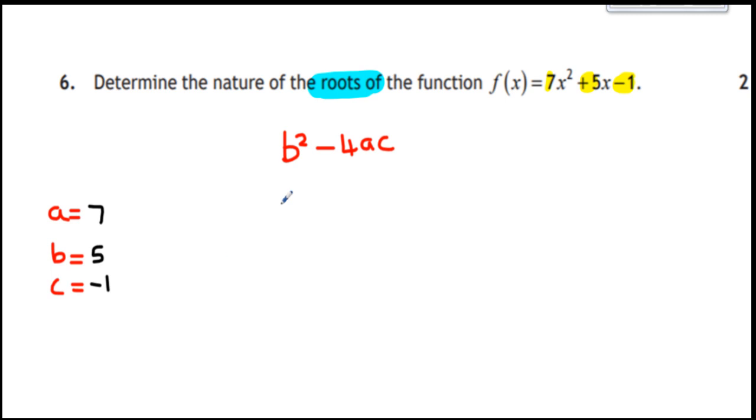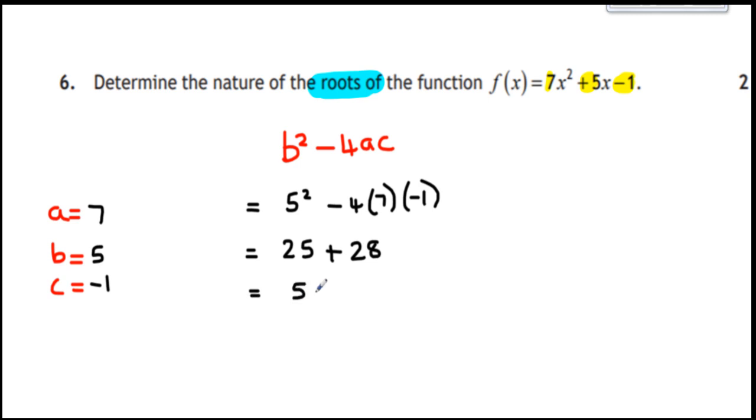Now we're going to calculate the discriminant. So b squared is 5 squared, minus 4 times A, which is 7, multiplied by C, which is minus 1. So 5 squared is 25, minus 4 times 7 is minus 28, and minus 28 times minus 1 is plus 28. Be careful when you've got the double negative. We now then just have to add those two values together, so 25 and 28 gives me a value of 53.